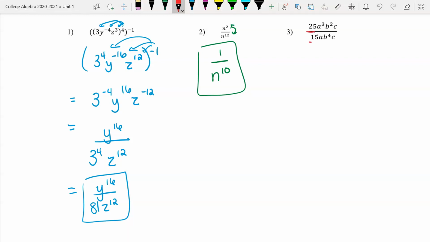This one I'm simplifying. Okay, 5 goes into both of those. So that becomes 5/3. 3 minus 1 would be a to the second on top. B, 4 minus 2 would be b to the second on bottom. And then your c's cancel out. So that's your final answer.